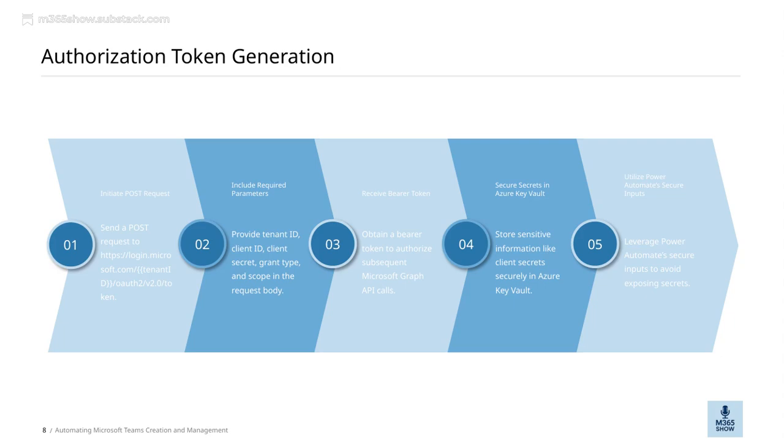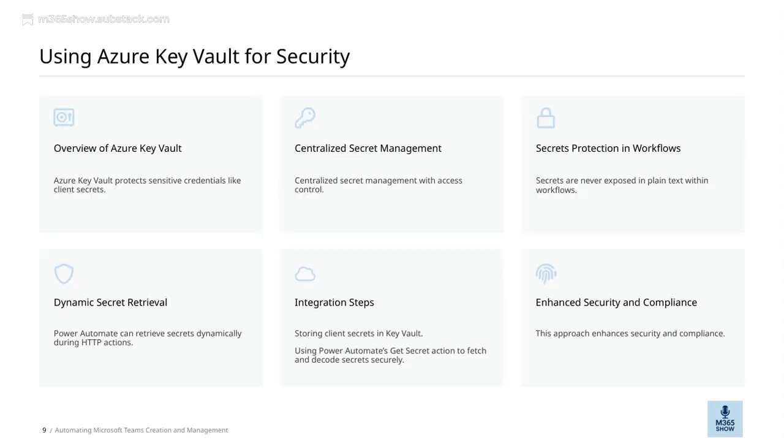without compromising sensitive information. Now, let's talk about how using Azure Key Vault for security really strengthens our overall approach. By storing our client secrets in Key Vault, we ensure that sensitive information is kept safe and centralized. When we use Power Automate's Get Secret action, we can securely fetch and decode those secrets on the fly, without ever exposing them in plain text within our workflows. This dynamic secret retrieval adds a layer of protection, making our automation more secure and reliable.